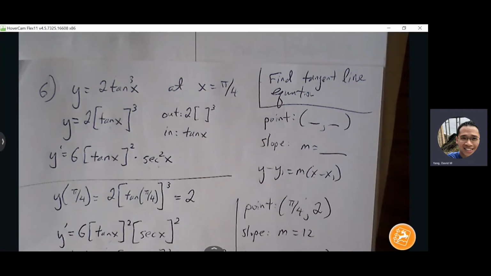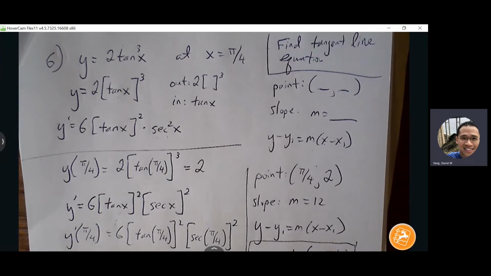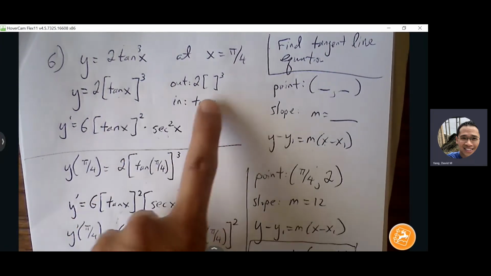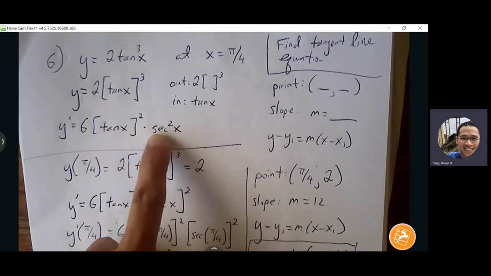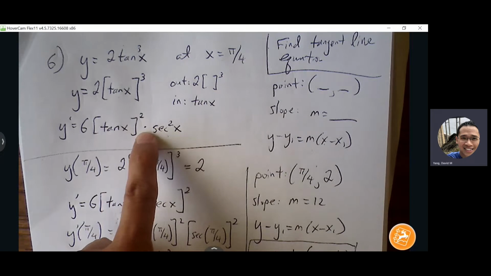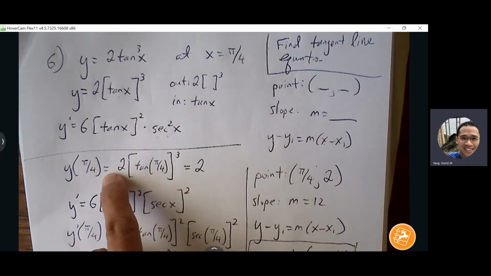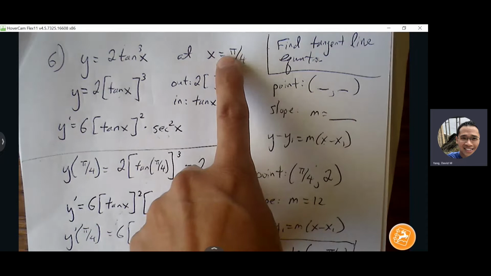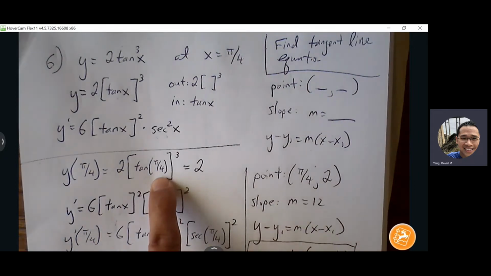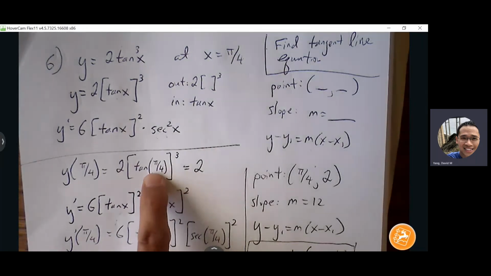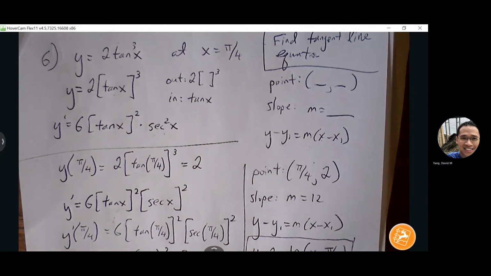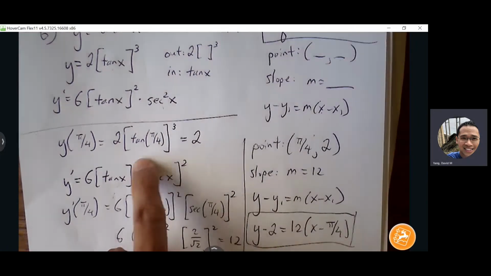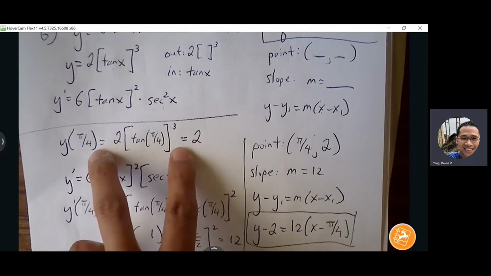Okay, let me go over number 6. Outside's derivative, 2 bracket cubed becomes 6 bracket squared. Tangent's derivative becomes secant squared. There's our derivative. I'm going to circle back to the original function to get my y value. I'll insert pi over 4 in for x. Tangent of pi over 4 is 1. 1 cubed is 1. 1 times 2 is 2. There's my ordered pair, pi over 4, 2.